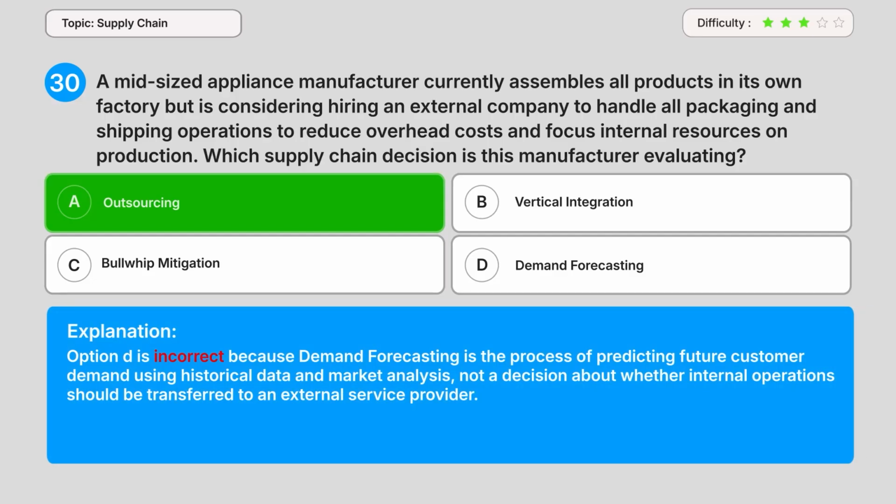Option D is incorrect because demand forecasting is the process of predicting future customer demand using historical data and market analysis, not a decision about whether internal operations should be transferred to an external service provider.